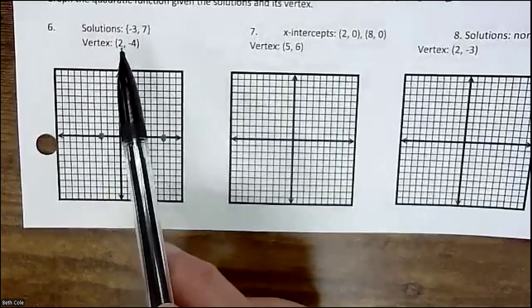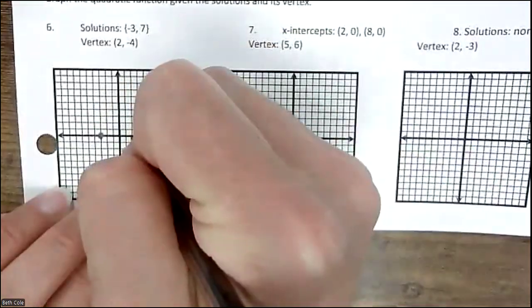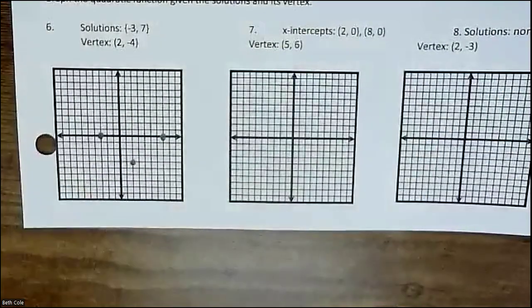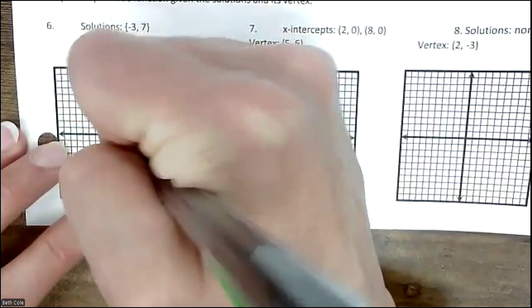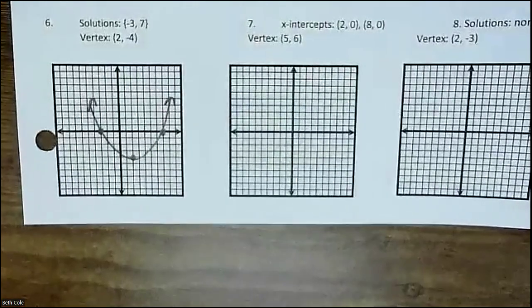And then the vertex, which is the center, is at 2, -4. So 2, and then 1, 2, 3, 4. 2, -4. Literally just connect them, and it should be a parabola, which means a U shape. All you have to do is connect them and make it be a U shape. So like that.